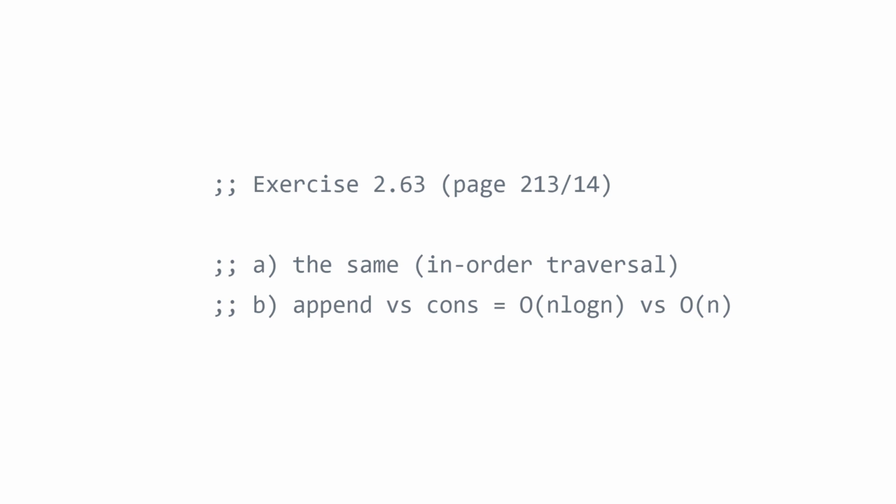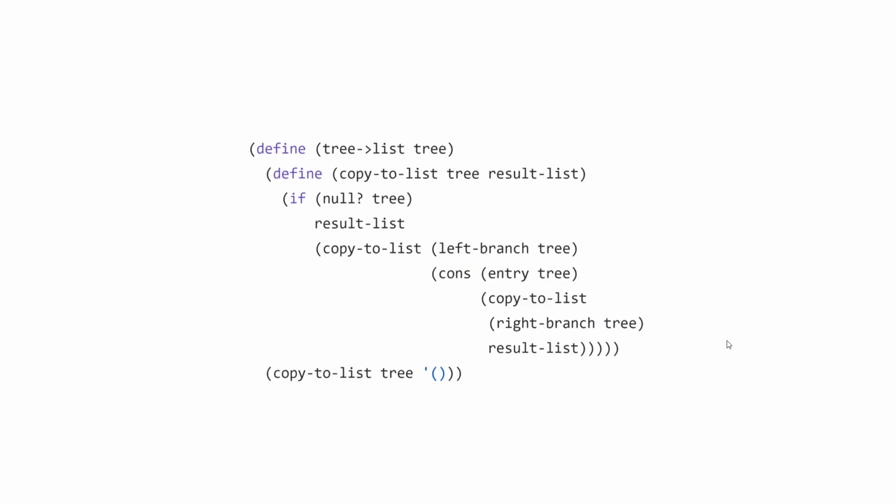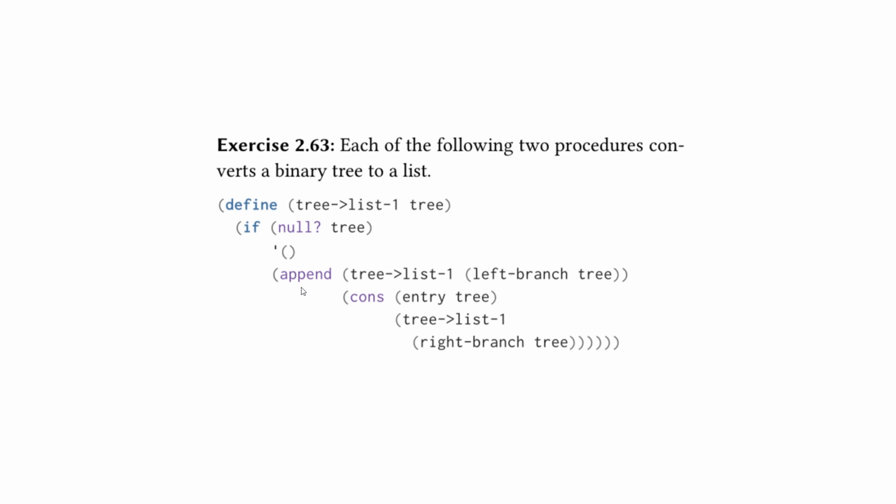And the answer to B is that the first solution, the recursive one, makes use of append, and append is a linear operation, so we end up with time complexity equal to n log n, versus the iterative solution that uses cons, which is going to be a linear solution. And just to highlight once again, the cons in the iterative solution is here, the append in the recursive solution is here.